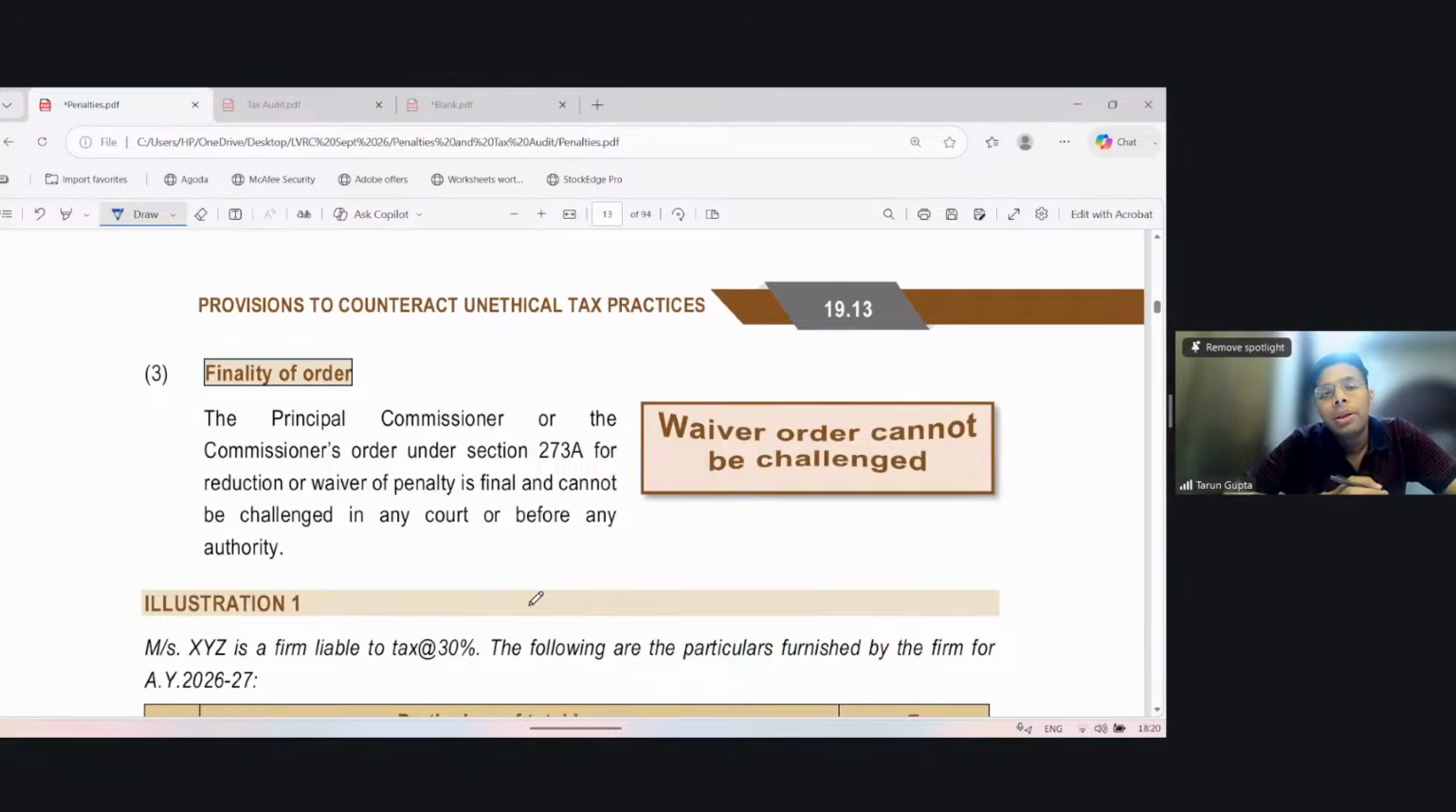The order passed by the principal commissioner or commissioner under section 273A, whether accepting or rejecting the application of the assessee, is a final order, meaning there is no appeal against it.